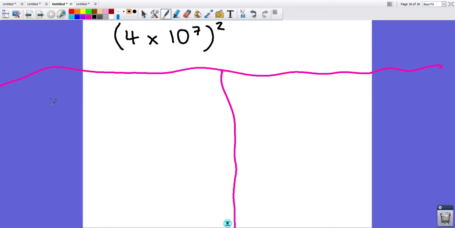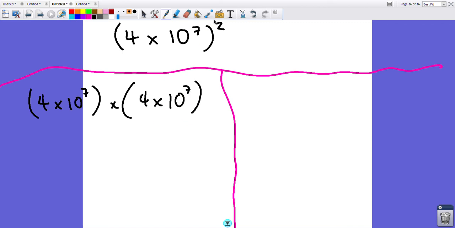You could just think about this as this, where you're literally just writing out the whole thing twice because we're being squared. So hopefully you understand why this whole thing is equal to this whole thing, because we're just squaring the expression in the bracket. And then you could just go about it the way we've done previously.